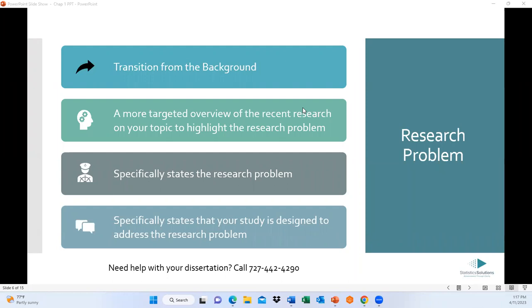So if your research problem is a gap in the literature, it works the same way. How do you define a gap in the literature? Well, you show the research that's as close to what you're doing as possible, and it helps to frame what's there, but it also helps to frame what's not there, and hence that's where your study would come in. Okay, that's the research problem.